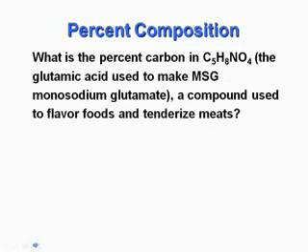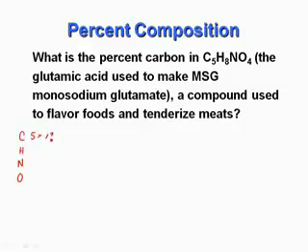If it just asks you to find the percent composition, then typically they're wanting the percent for every single element that's in the compound. Sometimes, like in this example, it's just wanting one particular component, in this case the carbon. It wants to know what the percent carbon is in MSG. So the first thing we're going to do is figure out what our total mass is, and that is essentially just our molar mass of the compound.